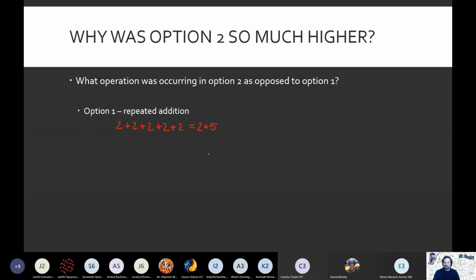Right, we just say multiply that number by 5. Repeated addition, when we're repeatedly adding the same number, we just multiply by the number of times I've added, right? I have 5 2s here. So then I multiply 2 by 5. So when we have repeated addition, we use multiplication to write that in shorthand.